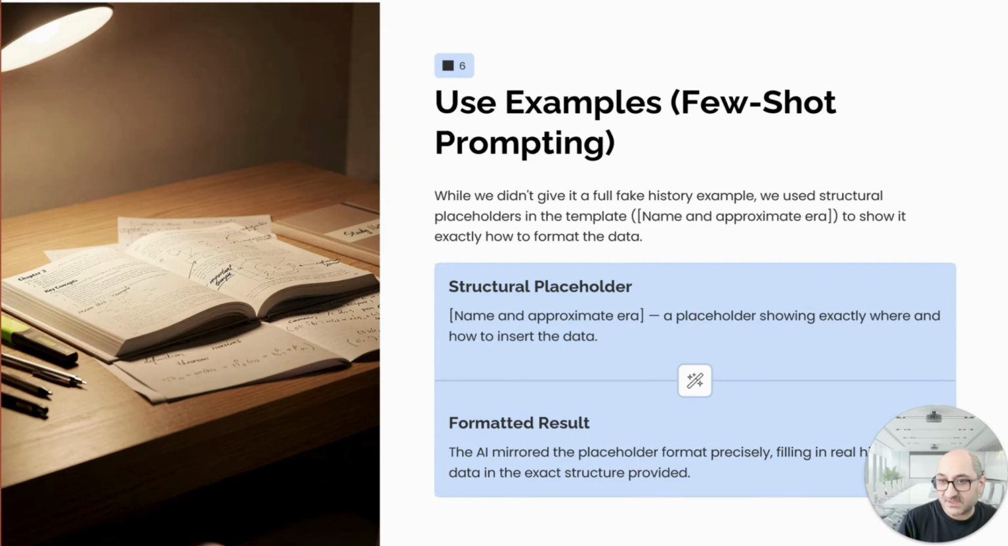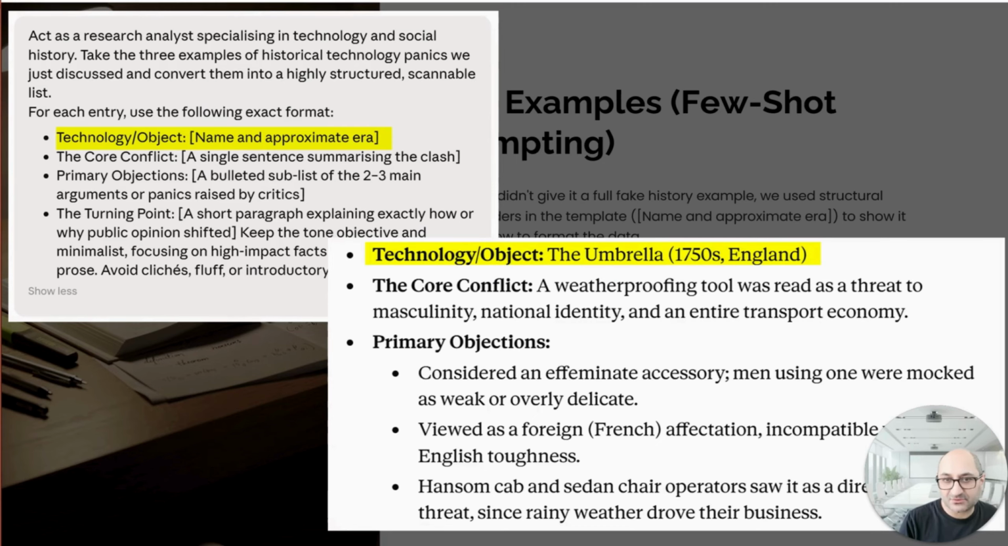And tip number 6 is actually to do with examples. With the AI models, they can actually work much better if you actually provide examples. And this is classed as few-shot prompting. Few-shot prompting says, okay, this is what good looks like. Here, you can see on the screen where we provided technology. And then in the response, we could see the umbrella and 1750s England.